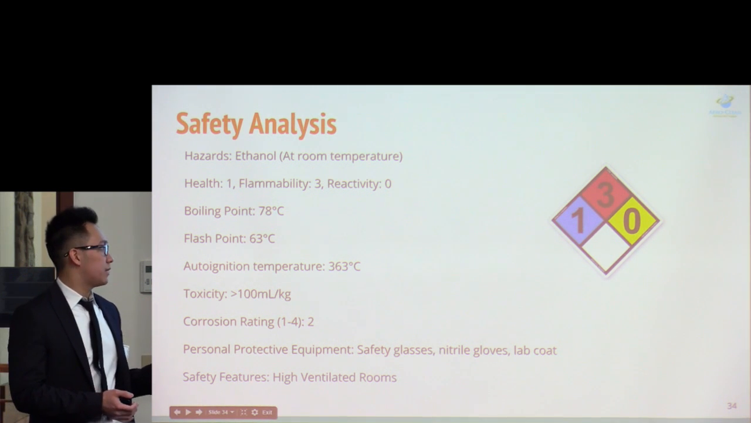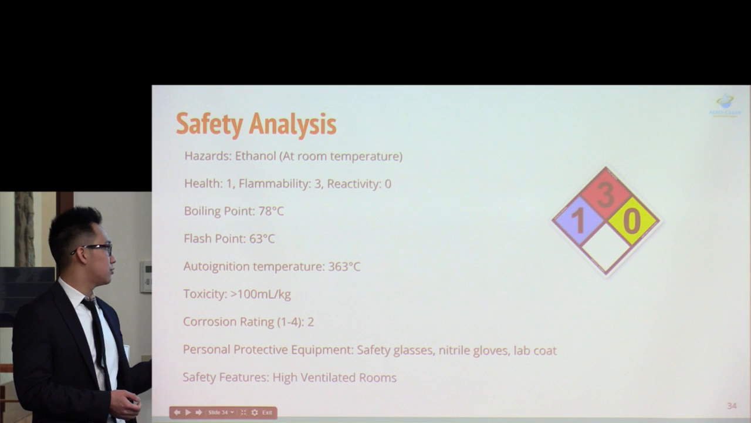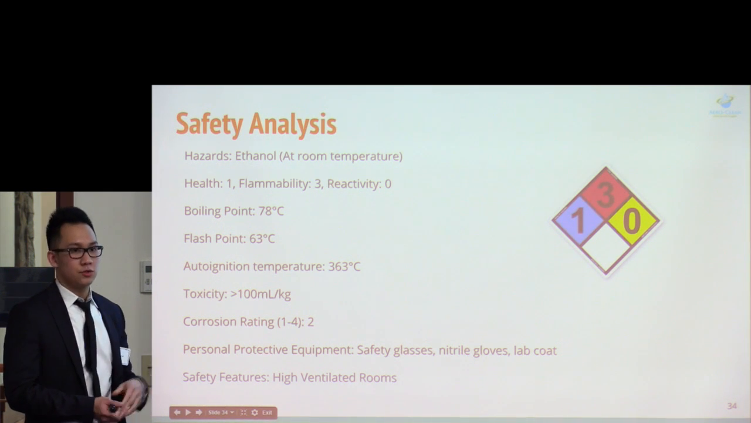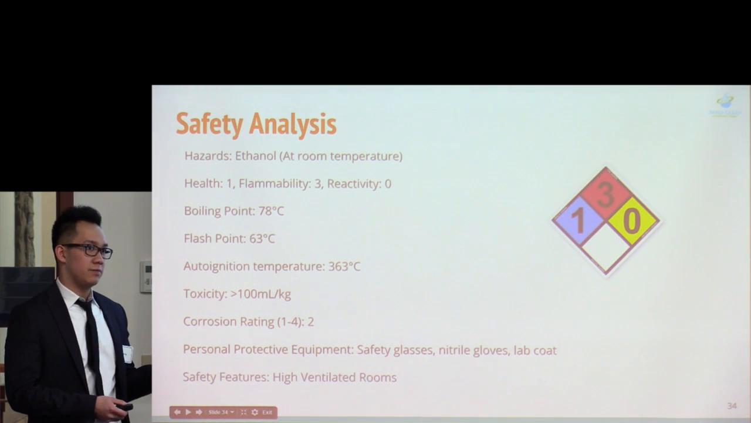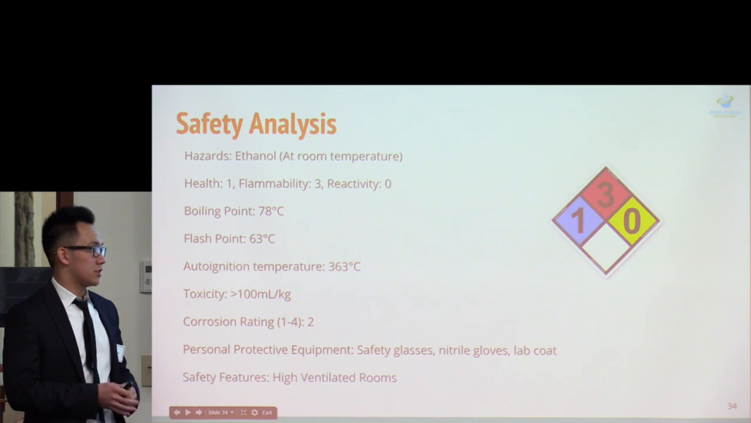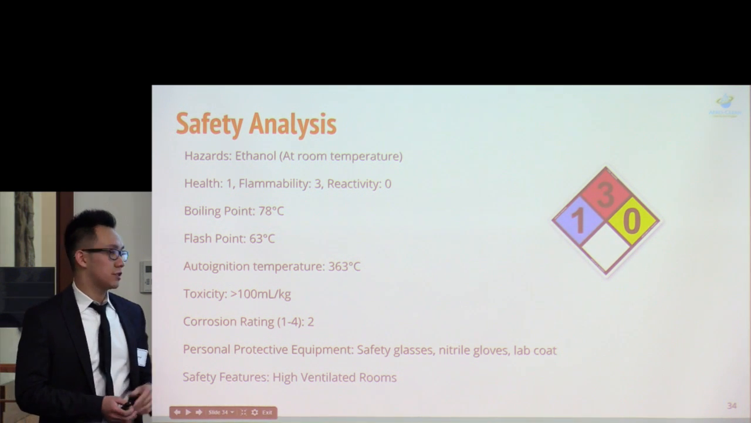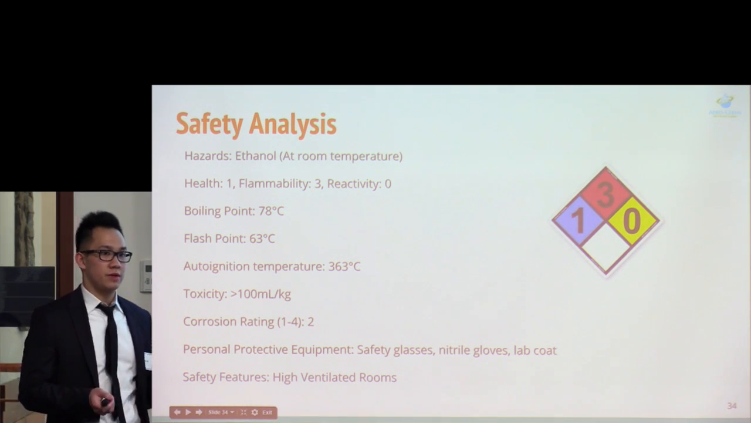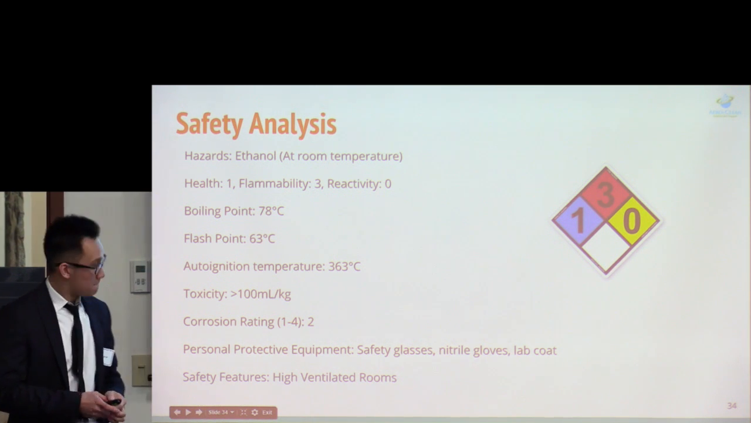However, in our closed batch system, we will also have safety features. We'll have highly ventilated rooms to ensure that any excess ethanol vapors in the room will be ventilated out very quickly. We also advise our workers to wear proper PPE when handling this chemical.